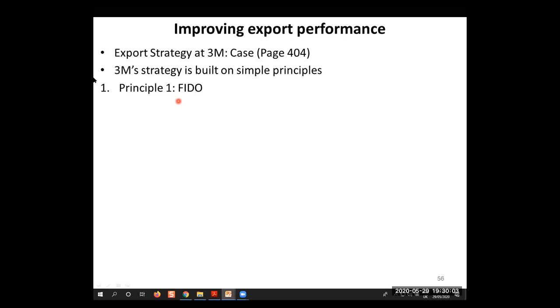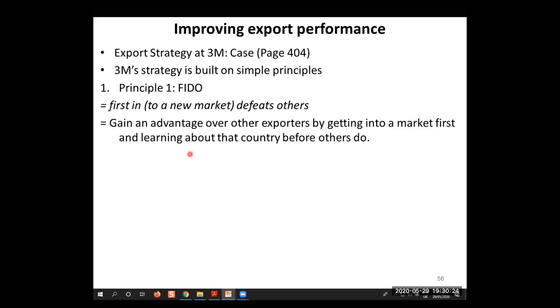As the course is international, our examples are fully international. The 3M strategy can be understood through a principle like the FIDO principle. FIDO is first in, then defeat others. This is what we call the first deal. That's why it sells more than 60% of its products outside of the domestic country. It means gaining an advantage over other exporters by getting into a market first and learning about that country before others do.